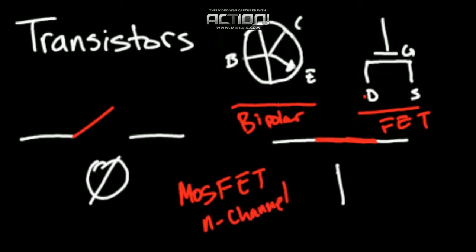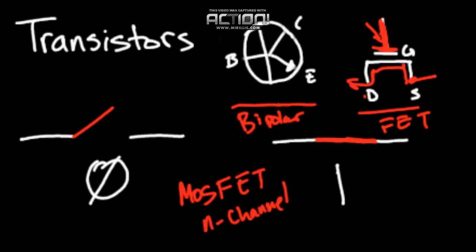The way it functions is, given some amount of current applied to the source, it will not flow through to the drain unless power is applied to the gate. So once we have power applied to the gate, then current can flow through easily. Otherwise, no flow, right? And so we can imagine it's sort of like a switch, as I've shown here.